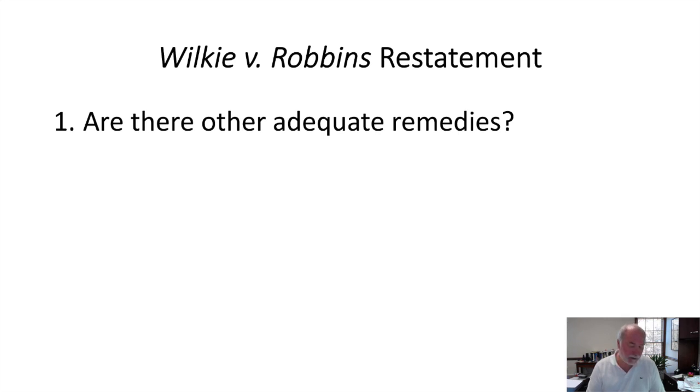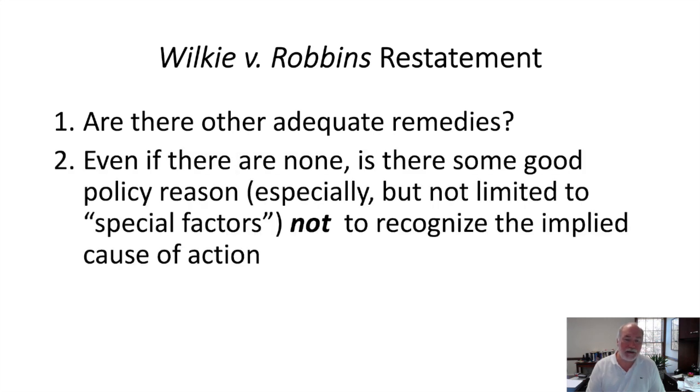In Wilkie, the court said the remedies available to Robbins were not adequate because his complaint is about the pattern of harassment. And being able to respond to each and every little petty thing is not sufficient. Essentially, what Wilkie's saying is, here's a pattern, it's just too much. The second question is where Robbins loses here. Even if there are no adequate remedies, and remember in this case, Justice Souter is saying, we agree there are no adequate remedies, is there still some good policy reason not to recognize the implied cause of action? So you could put a question mark at the end of number 2 there.